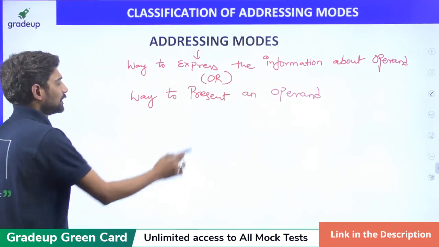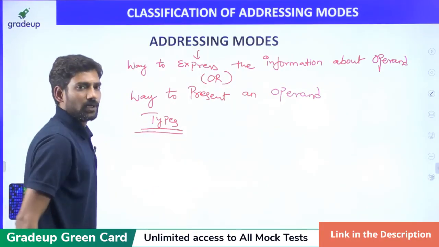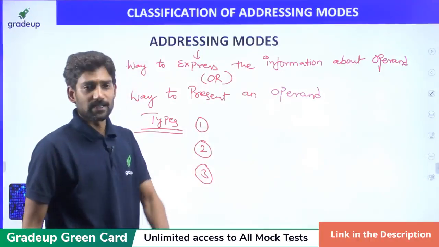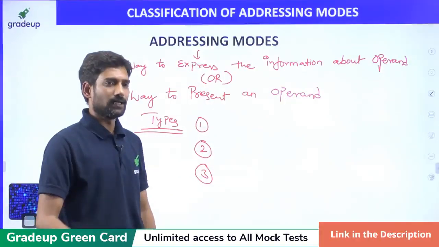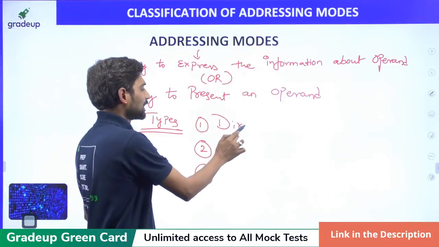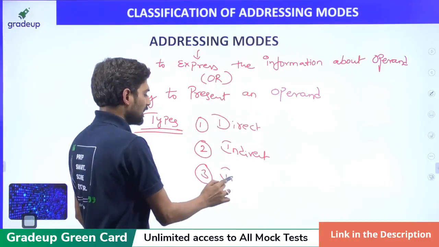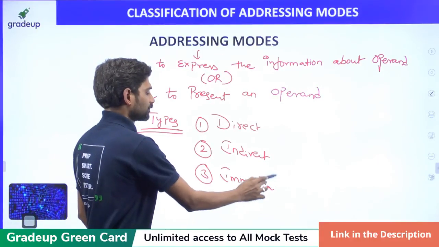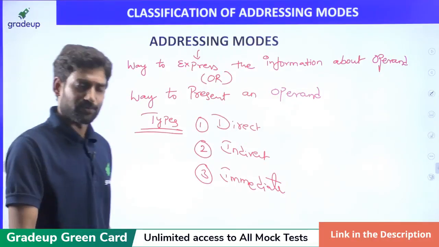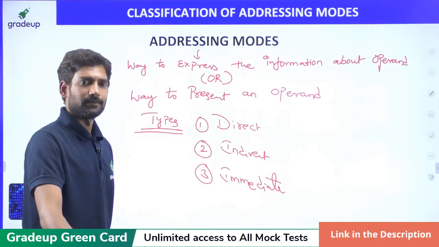Simple. And what are types of addressing modes? Basically, there are 3 types of addressing modes. Don't be surprised. What are they? Direct addressing mode, indirect addressing mode, immediate addressing mode. The addressing modes are broadly classified into 3 types: direct, indirect, immediate.